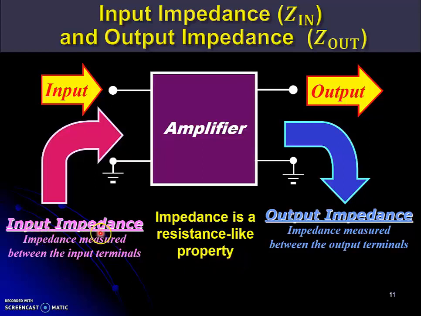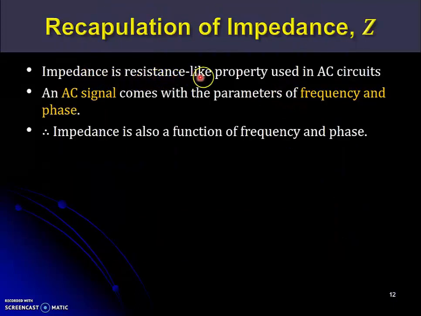The input impedance is equal to the voltage difference across the input divided by the input current. The output impedance is equal to the voltage difference across the output divided by the output current. Impedance is a resistive-like property used in AC circuits.